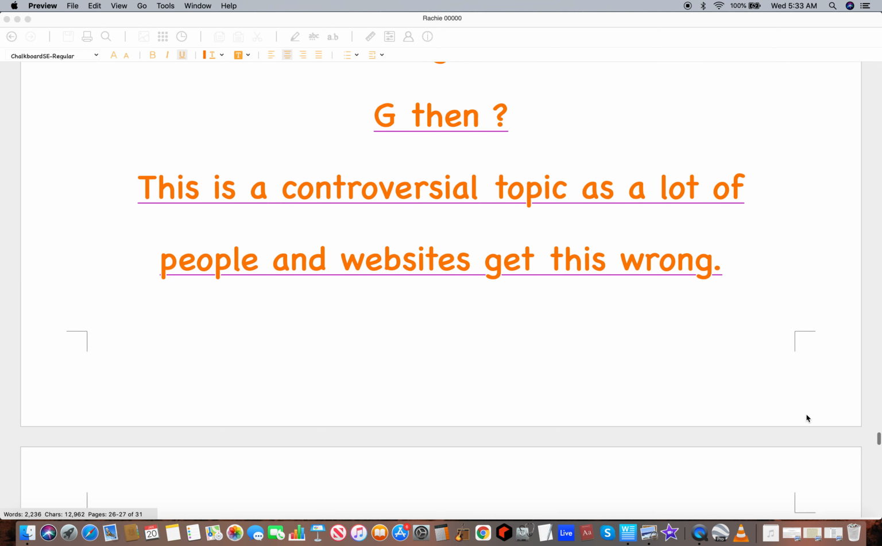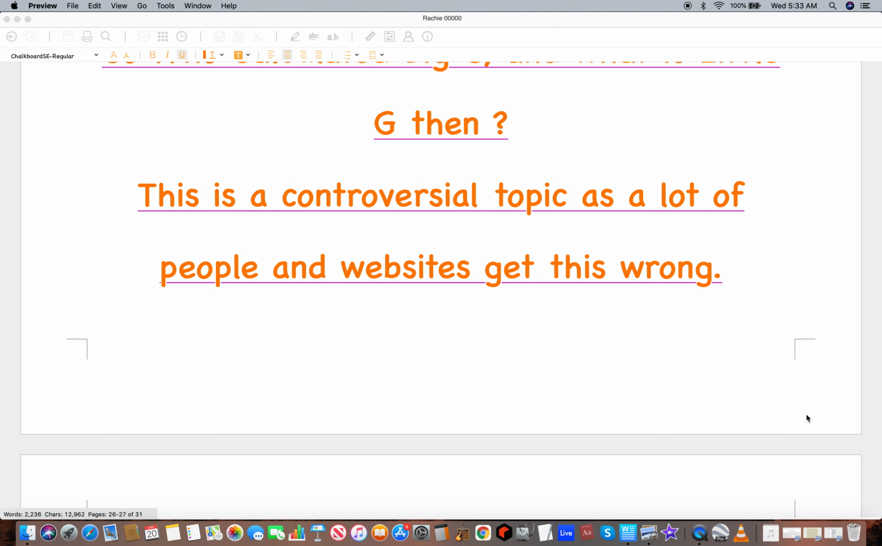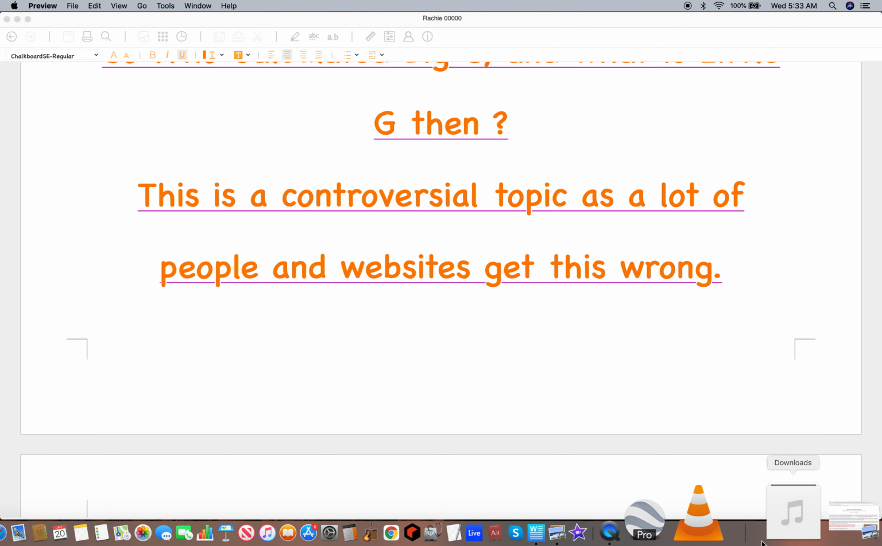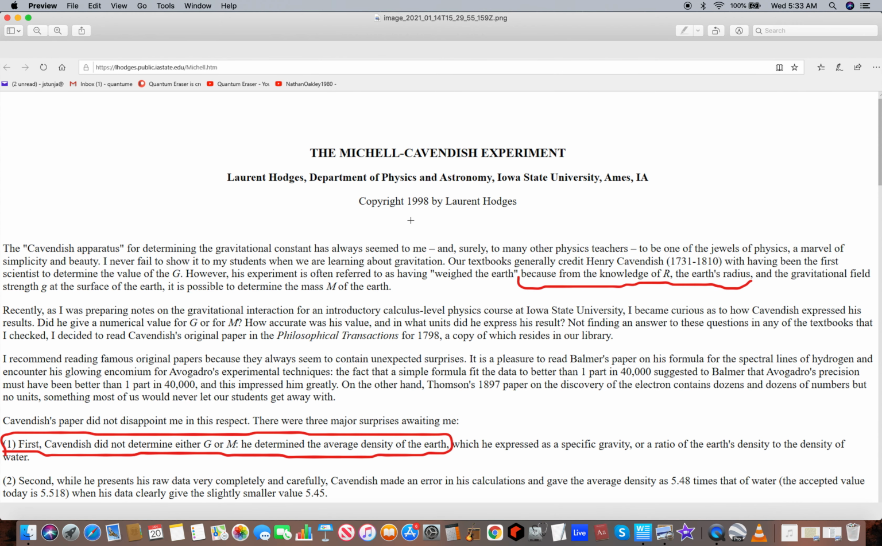Okay, so this is a controversial topic as a lot of people and websites get this wrong. A huge amount of people get this wrong. I can guarantee you that conspiracy cats gets this wrong because a huge amount of websites and even universities get this wrong. Because that citation I showed earlier, this one here, most people think that it was Henry Cavendish that calculated big G, and they're wrong.